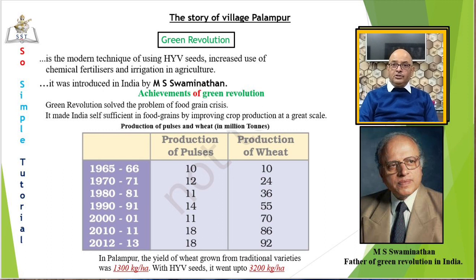The yield of wheat grown from the traditional varieties was 1300 kg per hectare. With the HYV seeds, the yield went up to 3200 kg per hectare. Farmers now had a greater amount of surplus wheat to sell in the markets.